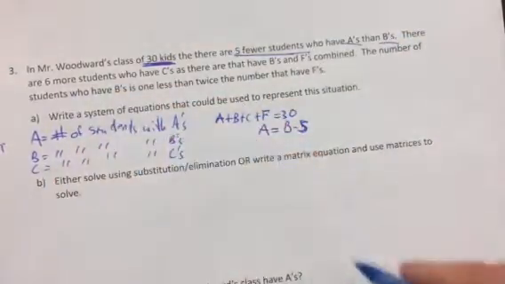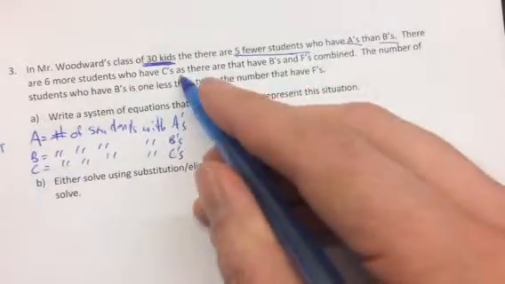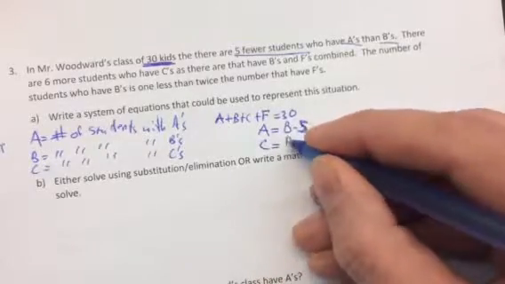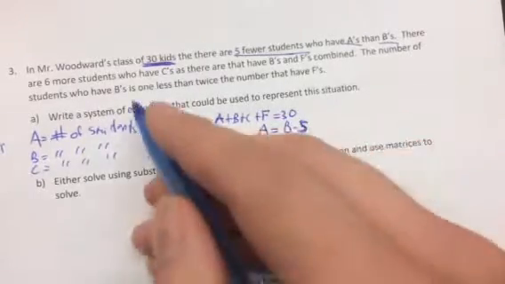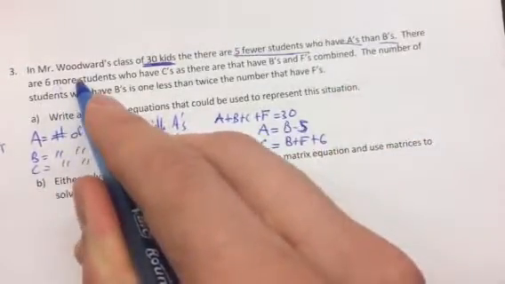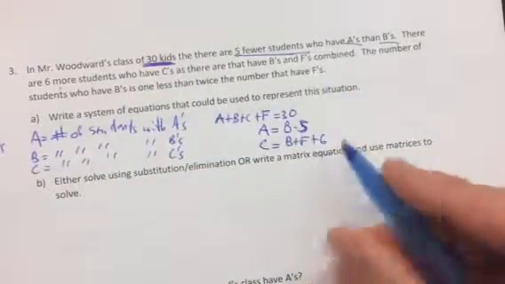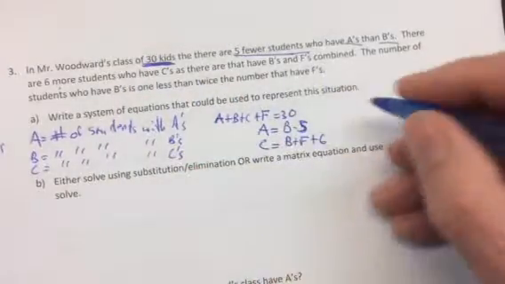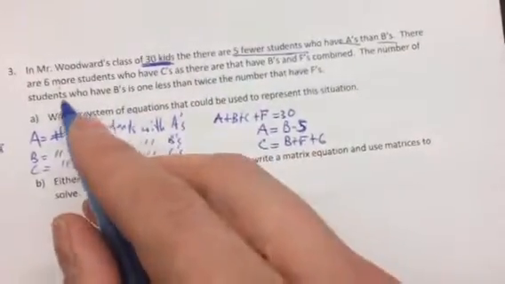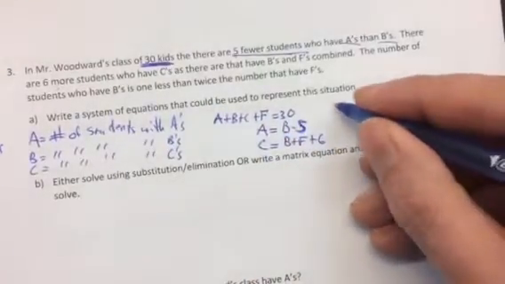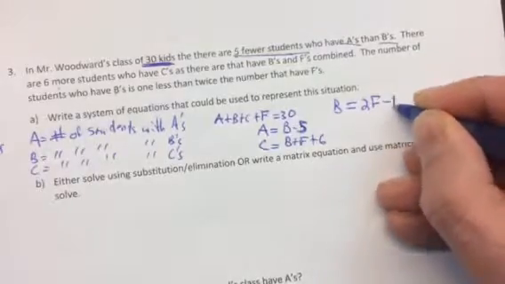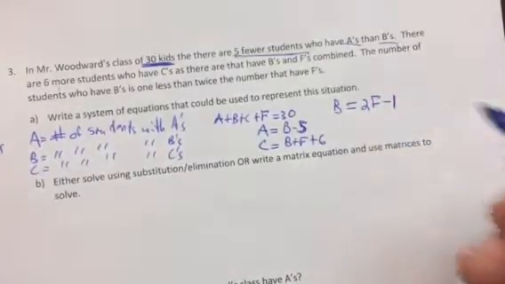There are 6 more students who have C's than have B's and F's combined. So the C's is the B's and F's combined plus 6 more. The total number of students who have C's is 6 more than the B's and F's combined. And the last equation, dang, I should have given you guys more room here. The last equation is the number of students who have B's is 1 less than twice the number of F's. So the number of students who have B's is 1 less than twice the students who have F's. We take away 1 from 2 times the number that have F's.